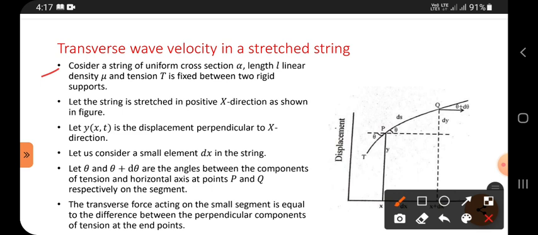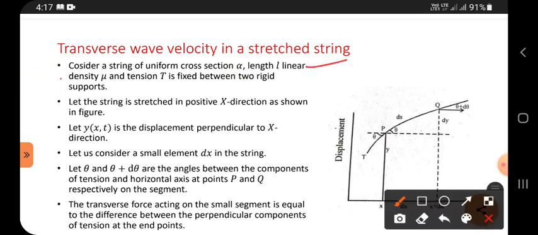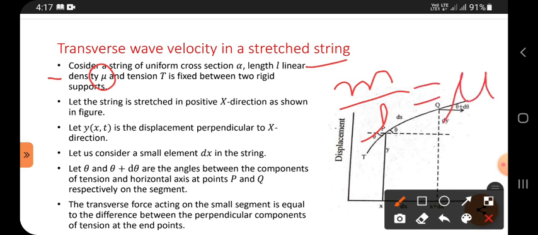Okay, now consider a string of uniform cross section alpha. Its cross-sectional area is alpha. I am taking length L, linear density mu, and tension T, fixed between two rigid supports. Here, what is the meaning of linear density? Linear density is mass by length, denoted by the letter mu. Mass per unit length is called linear density.